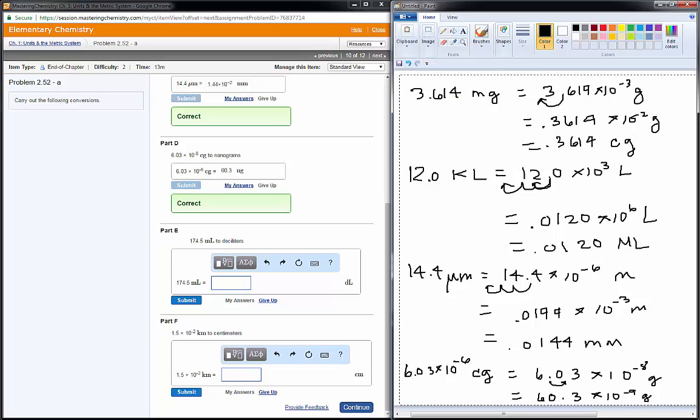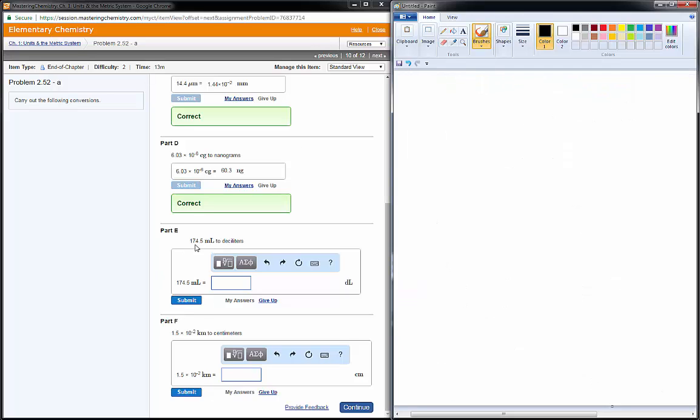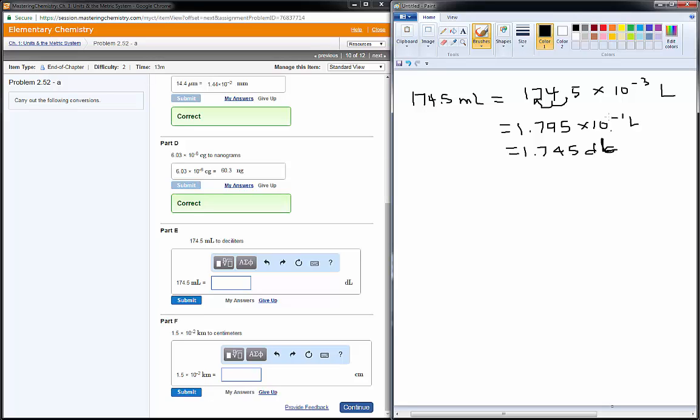All right, let's clear our palette and keep going. 174.5 milliliters to deciliters. Milliliters equals 174.5 times 10 to the negative 3 liters. Deci is 10 to the negative 1. So in order to get that to 10 to the negative 1, I'm going to move that over. 1.745 times 10 to the negative 1 liters, which is 1.745 deciliters. Now, by the way, this isn't the only way to do it.